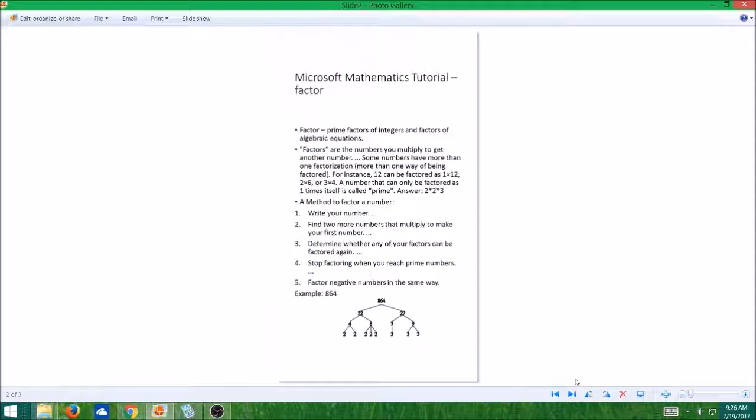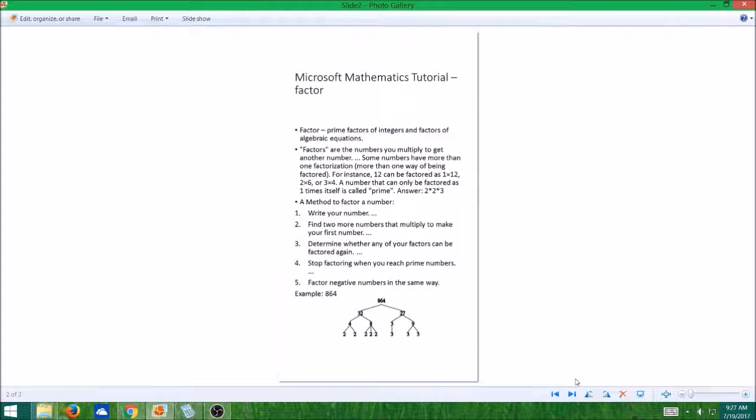For instance, 12 can be factored as 1 times 12, 2 times 6, or 3 times 4. The number that can only be factored as 1 times itself is called a prime number. 1, 3, 5, 7, those are prime numbers. So for 12, the prime factors of 12 are the prime numbers 2, twice, and then 3.